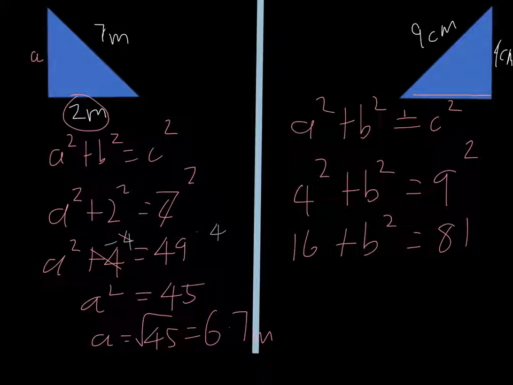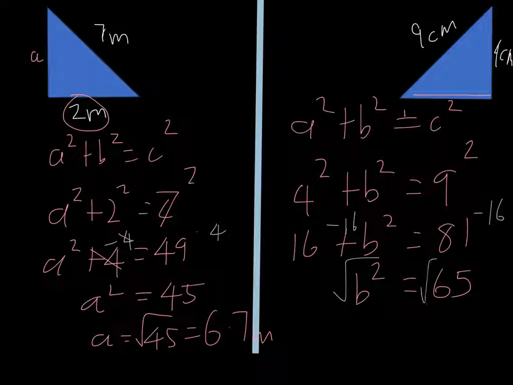So we're going to need to subtract 16 from both sides. So 16 take away 16 gives us 0, so then we're left with b squared. 81 take away 16 is equal to 65. Then we'll need to square root on both sides to cancel out, leaving us with b. The square root of 65 is equal to 8.06. And it was in centimetres.